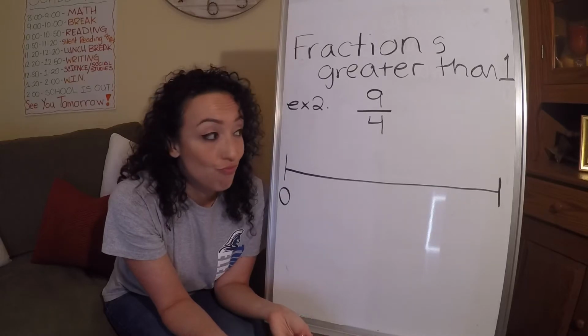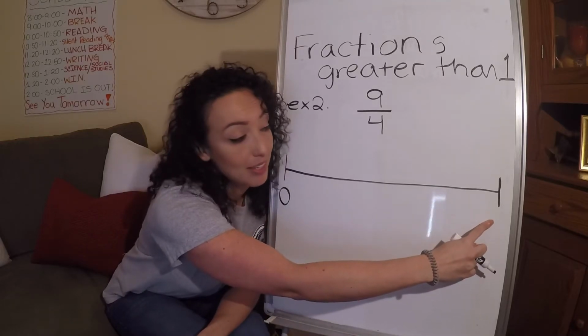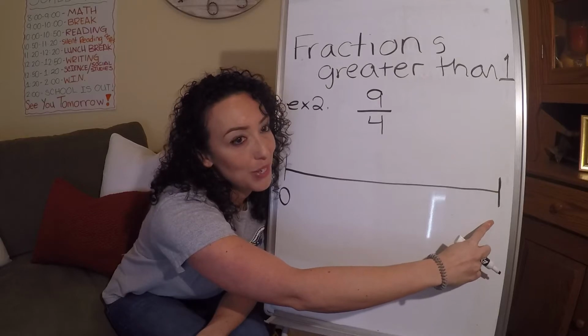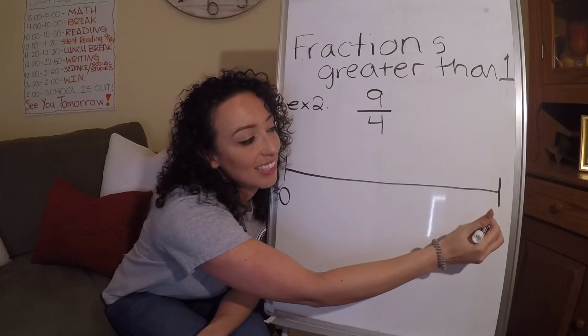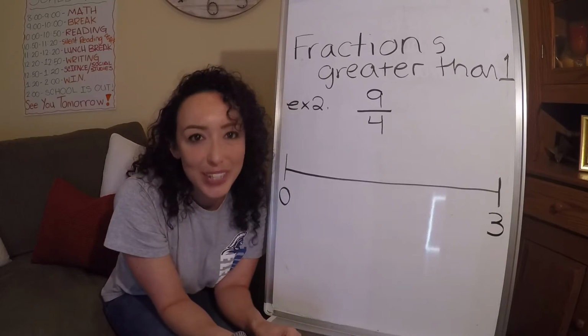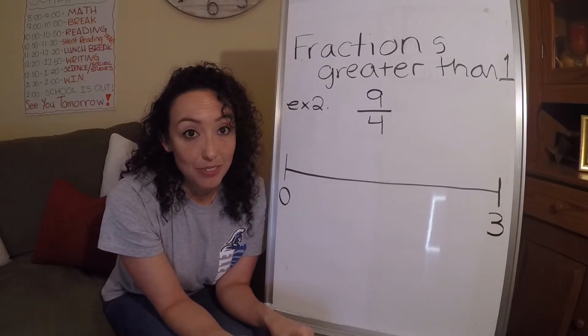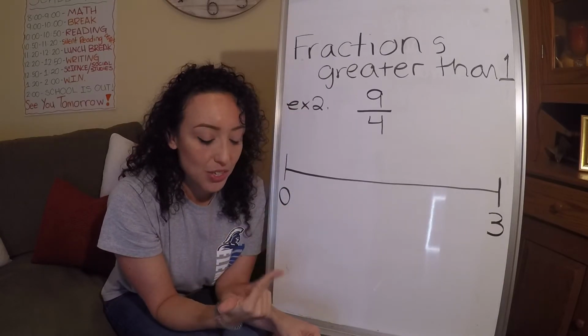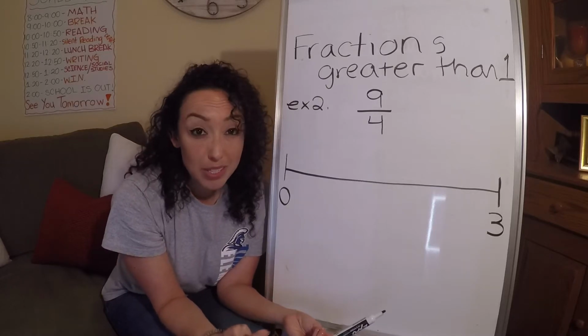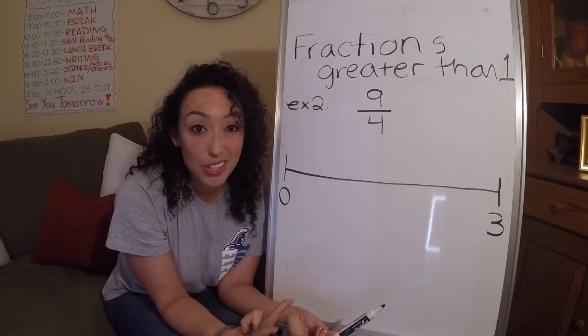So what should I end my number line with? A number that is bigger than 2. Hopefully you said it. 3. Now, 0, 1, 2, 3. It's basically like cutting your fraction or your number line into thirds, right?